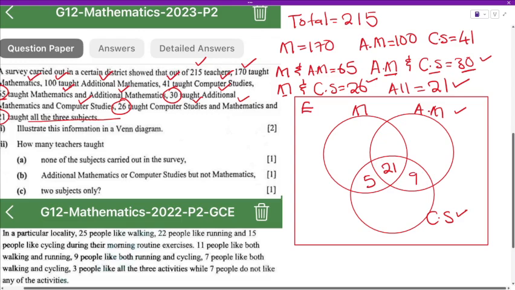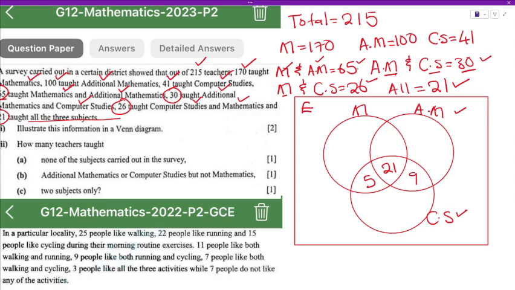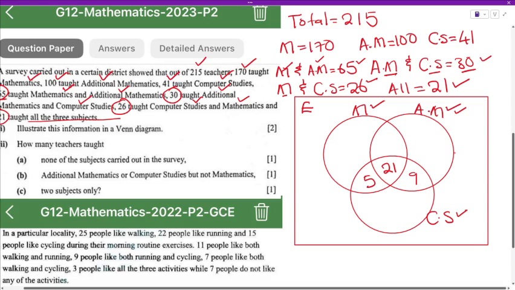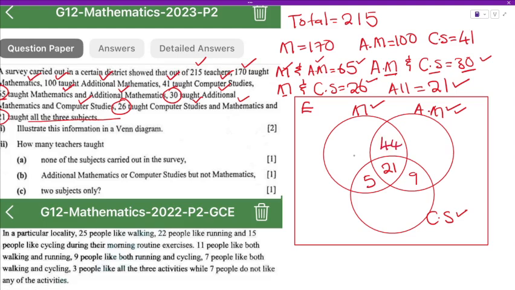We are done there. Then we have math and additional mathematics. The total should be 65. This is math, this is additional mathematics. The total here should be 65. So I'm going to say 65 minus 21. What do we get? That gives me 44. So I have my value there.